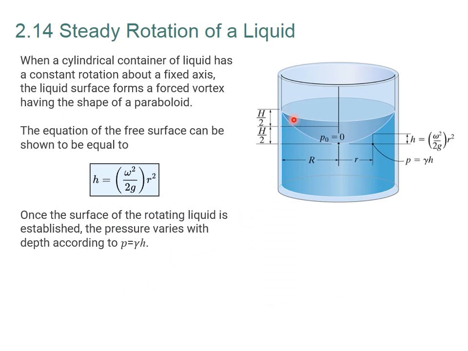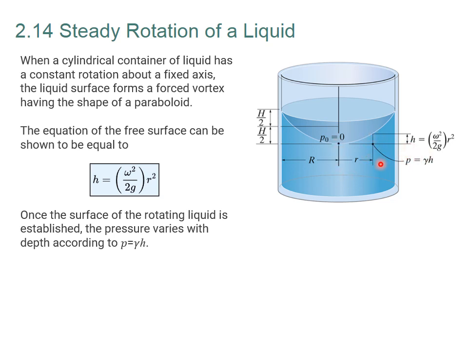So when it sets up this paraboloid, the equation of the surface can be shown to equal this formula here: h equals omega squared over 2g times r squared. So r here is the distance from the center. If you want the height, for example, from here to there, that's the height difference from the bottom of the level. So here's h. Given r, you can find h.